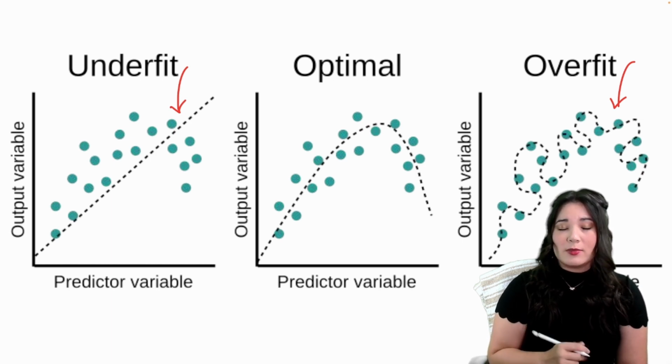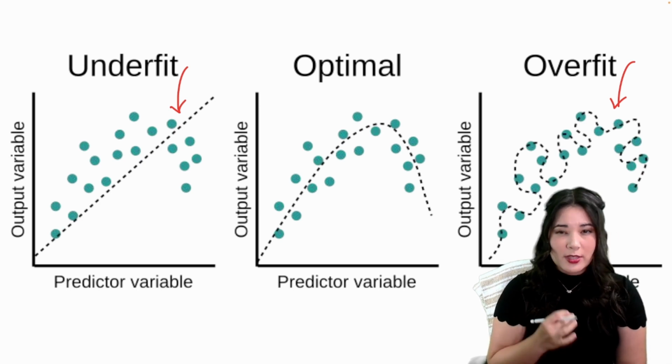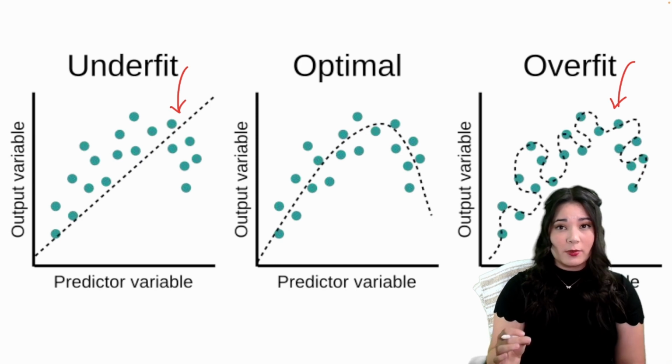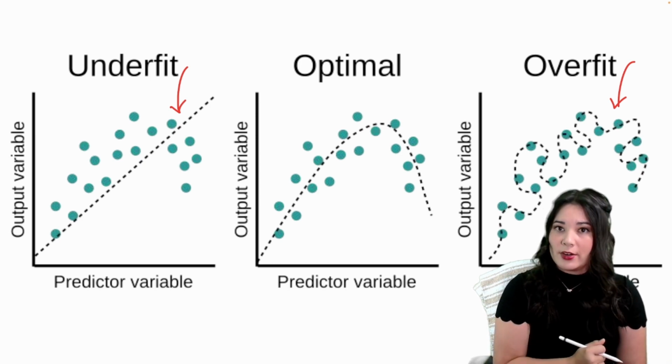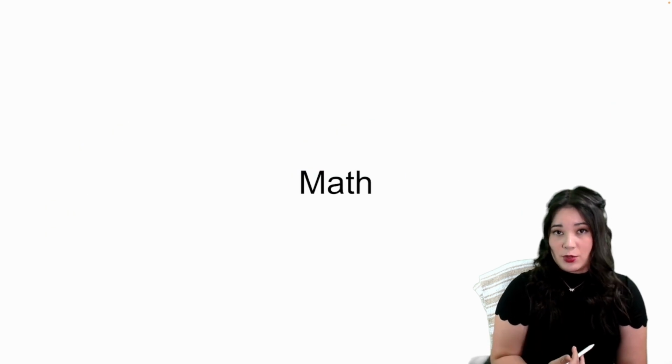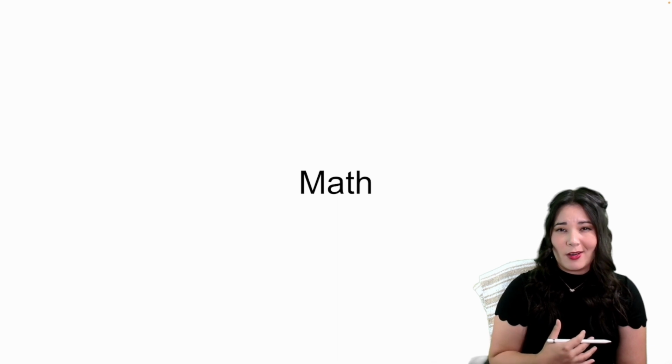What we want is to be right in the middle. We don't want to overfit or underfit. We want a model that is just complicated enough to explain the relationship between our inputs and our outputs without overfitting or underfitting. So now that we have an intuition for what bias and variance are, let's talk a little bit about what they are mathematically.